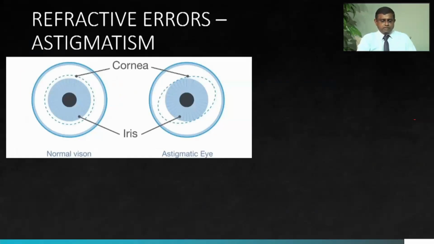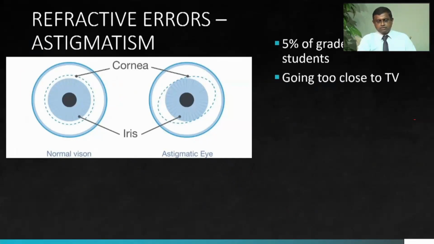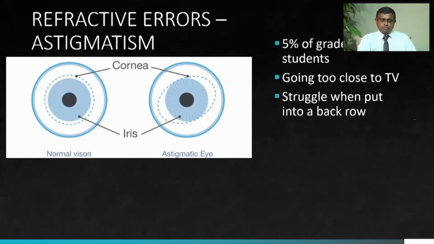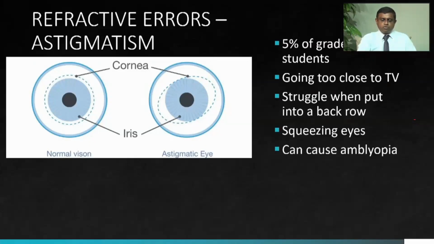Astigmatism is another common cause of reduced vision in children. This is due to asymmetry of the corneal curvature. So as you know, the cornea is a spherical structure. There is a vertical and horizontal curvature. If there is an imbalance between the two, we call it astigmatism. So about 5% of school children have astigmatism, and they are required to wear glasses. Again, the symptoms are similar to myopia, but this is even more amblyogenic, can cause more amblyopia.